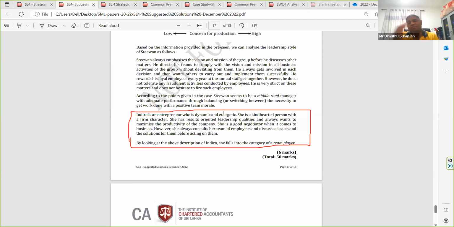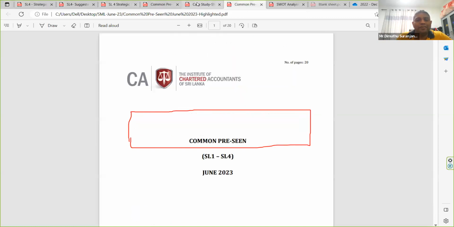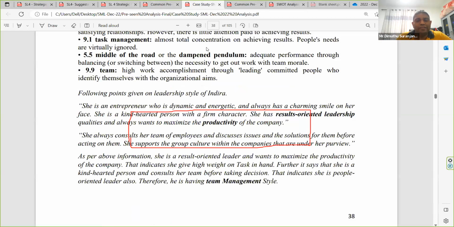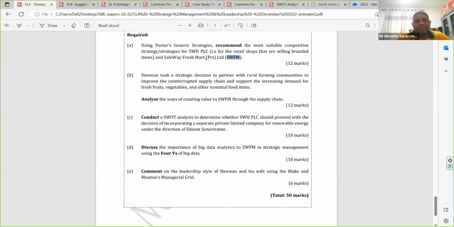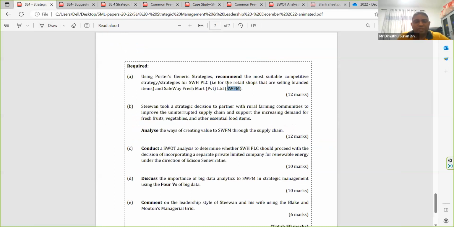Matching as it is. That's why you have a pre-seen given, to analyze yourself. Right? See, the same thing now. So nothing different. So see this 6 marks. And here I have done the analysis and I could get the 6 marks. Even this first part was matching.